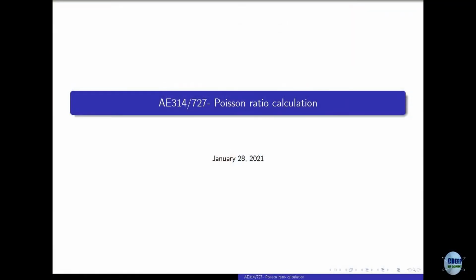Hi, I am Avinash Kumar. I am a research scholar at Aerospace Structures, Department of Aerospace Engineering, IIT Bombay. Today I will be conducting an experiment to calculate Poisson's ratio of mild steel. This is a structural lab, and today we will be calculating Poisson ratio of mild steel.